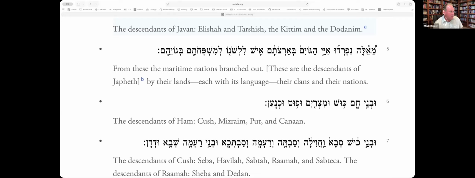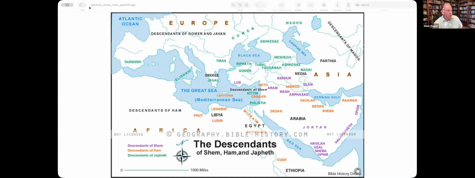And again, we're going to see this when, well, you know what? I'm just going to pop it up now. The map of these tribes, these peoples, is obviously important. You see on the map Shem, Ham, and Japheth. This is in the biblical description.